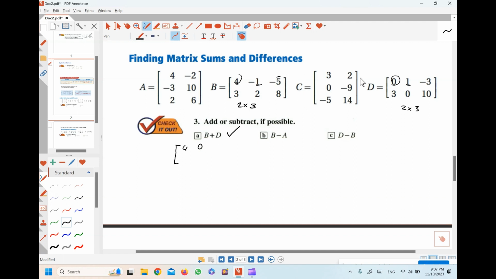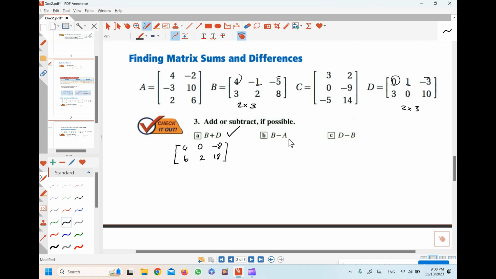Negative 5 plus negative 3, which is negative 8. We are done with the first row. Do the same for the second row. 3 and 3 correspond. 3 plus 3 is 6. 2 and 0 correspond, which is 2. 8 and 10 are in the same entries, same locations. We add them up. We got 18. So this is the result of adding these two matrices.